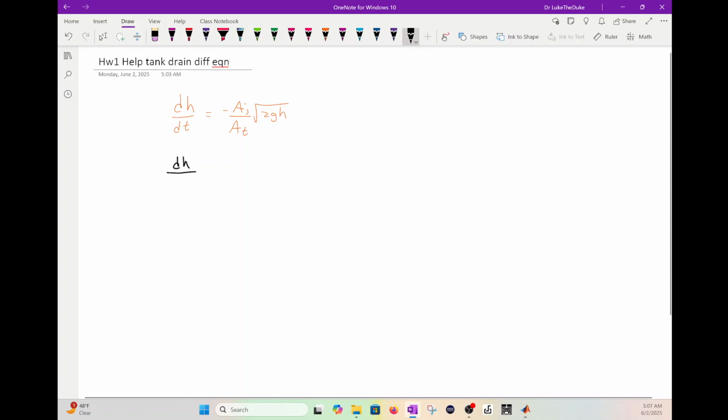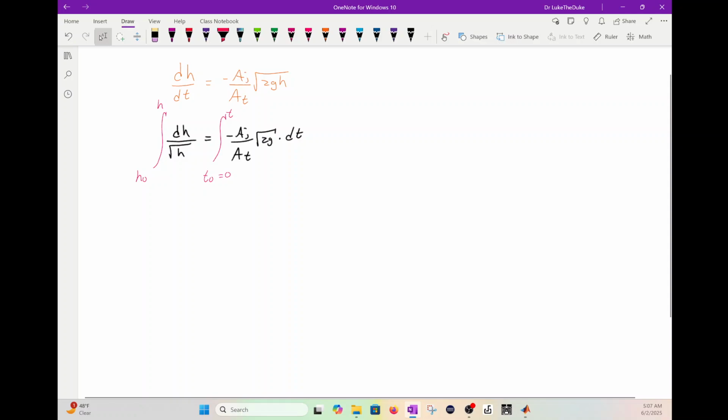So when we do this, it's dH over the square root of H equals negative AJ over AT times the square root of 2g times dt. So it's separable, first order, and we can just now integrate both sides, from t naught, which is 0, to t, and H naught to H. So now let's integrate.